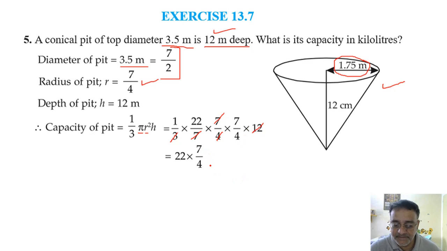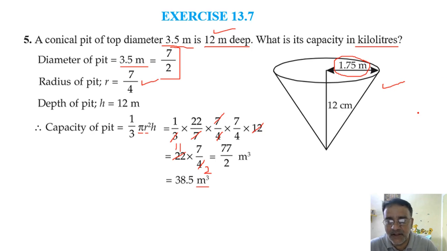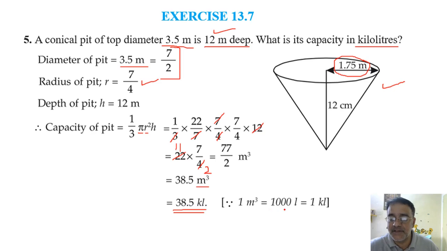Any doubt here? No, sir. Again you can simplify this one, 11 and 2. So finally we'll get 77 by 2 meter cube. And 77 by 2 is 38.5. So 38.5 meter cube. Now 1 meter cube is equal to how many liters? 1000 liters. But we have to write the answer in kiloliters. So 1 meter cube is equal to 1 kiloliter. So the answer is 38.5 kiloliter. Why? Because 1 meter cube is equal to 1000 liter and that can be written as 1 kiloliter. Any doubt in this question?